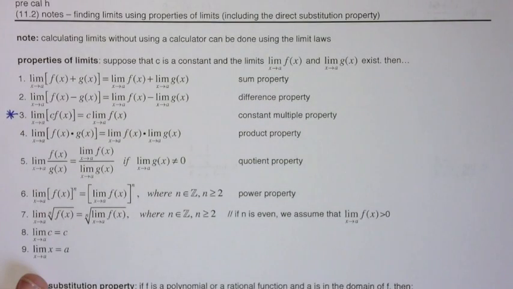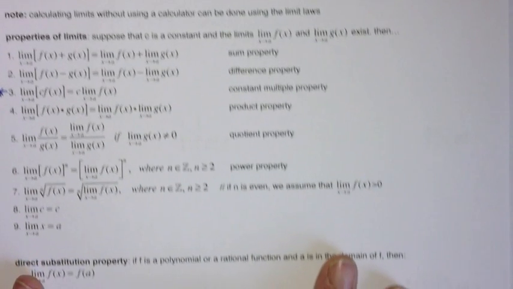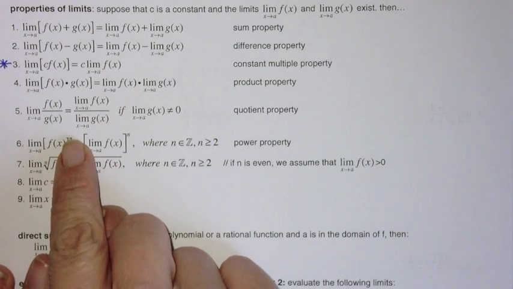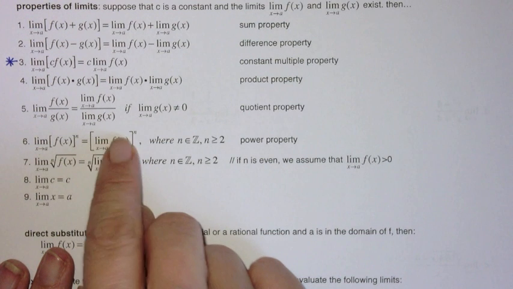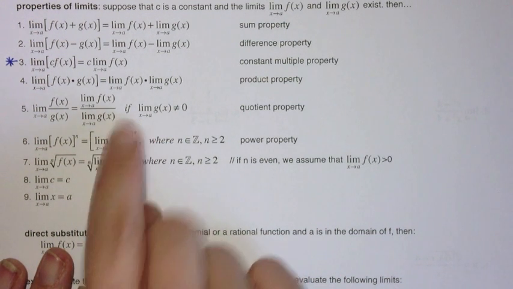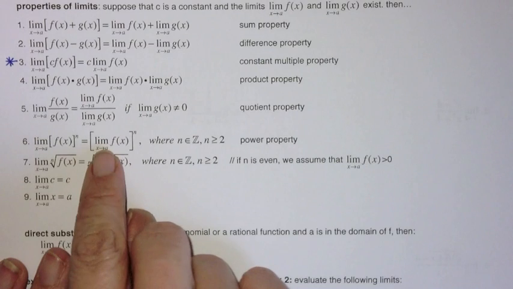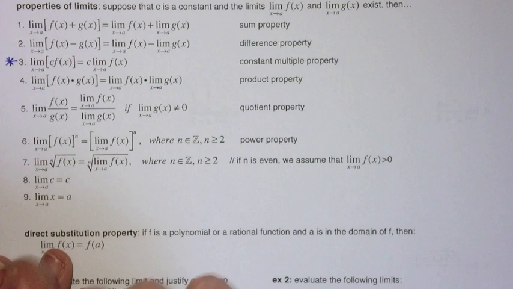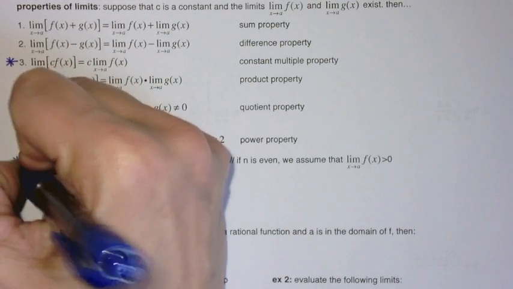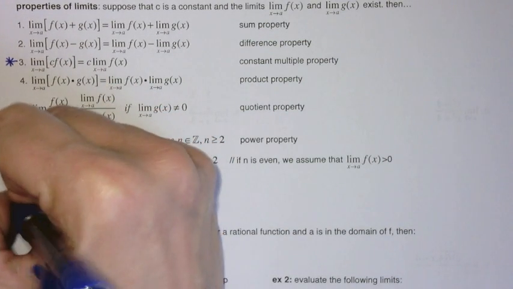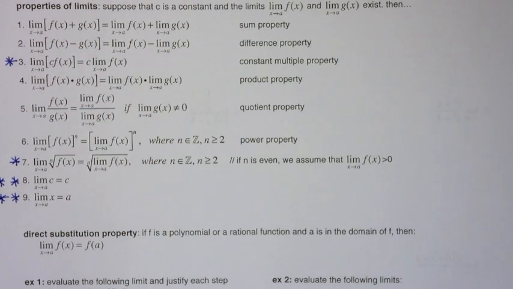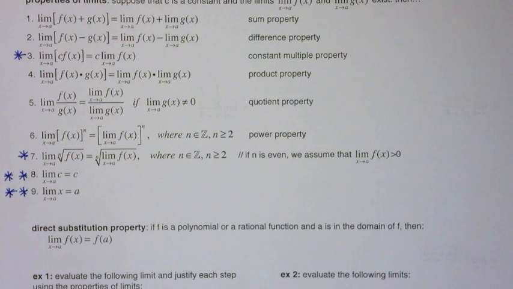Then we have the power property, which says this: if you have something raised to a power, then it's okay to take your limit of whatever it is and then raise it to a power. So that would be like if I had x squared, I would take just the limit of x first and then square it. That's what the power property says. I'm going to star 7, and I'm going to star 8, and I'm going to star 9, and I'm kind of going to double star these two because we really use 8 and 9. Everything boils down to 8 and 9, but number 7 I'm starring because we use it very often.